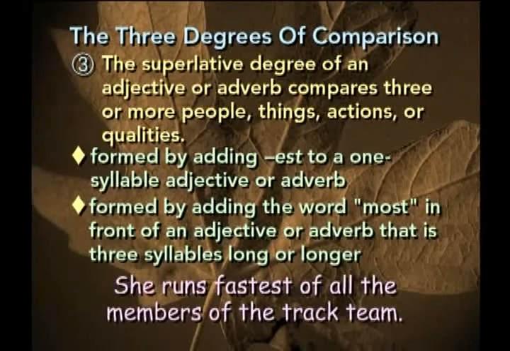Now a couple of examples with adverbs. She runs fastest of all the members of the track team. It seems obvious that there are more than 2 members of the track team, and therefore we want the superlative degree of the adverb. Starting with a 1-syllable adverb fast, we turn it into the superlative degree by making it fastest, simply adding the letters est at the end of the 1-syllable adverb.